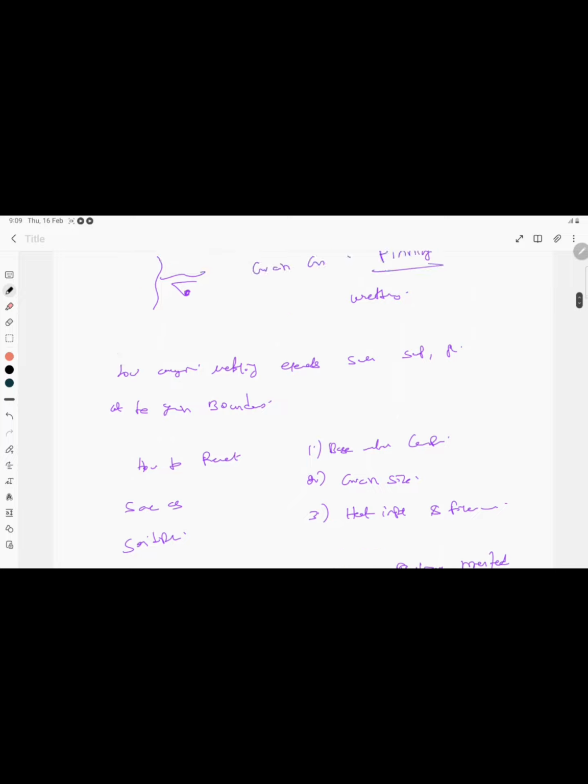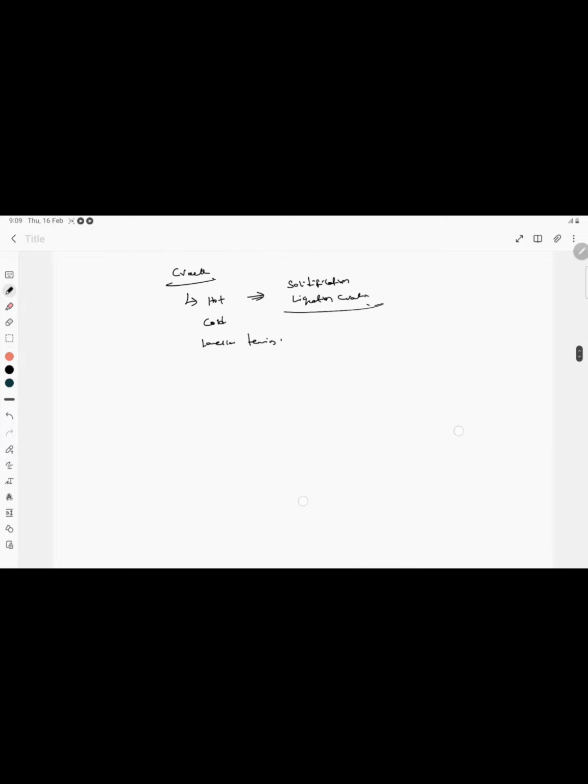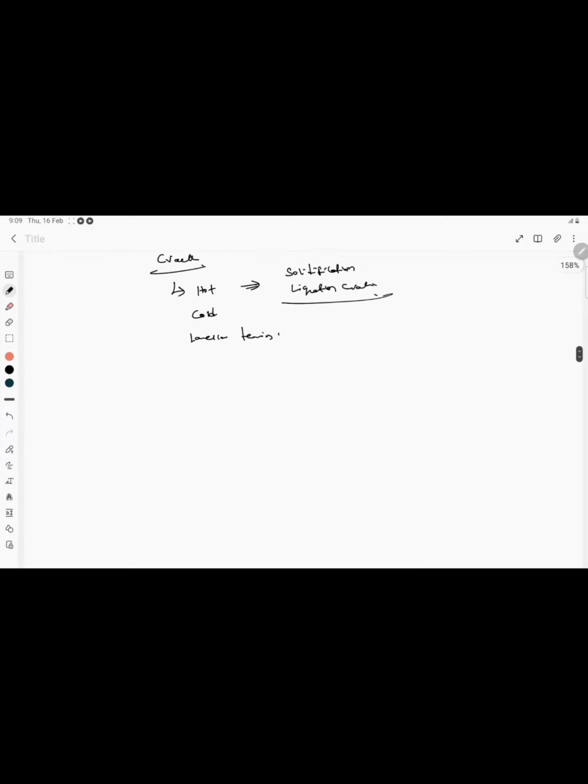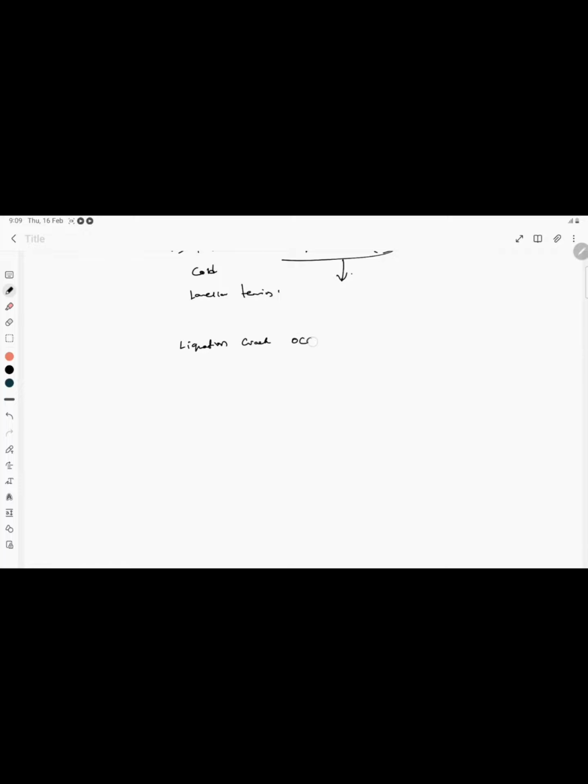About solidification crack, we have understood the mechanisms as well as the factors that are responsible for solidification crack. In the last video, we did that; we will do the same thing for liquation crack in this video. So basically, liquation crack occurs in the partially melted zone of the weld.